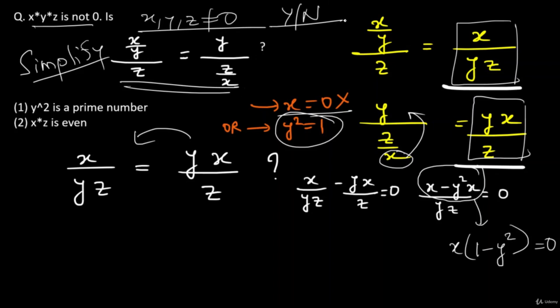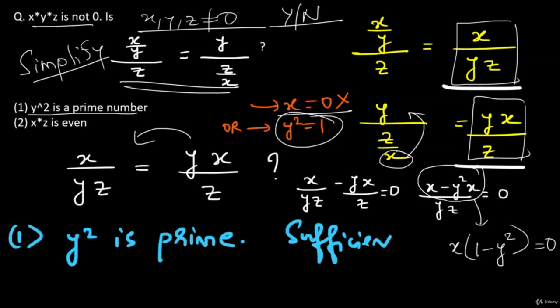Alright, now let's take statement 1. It says that y square is a prime number. Alright, is it sufficient to answer this question? Yes, it's sufficient, right? Why? It says that y square is prime. What's the smallest prime number? That's 2, right? The smallest prime number is 2.